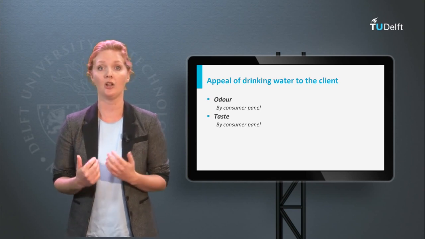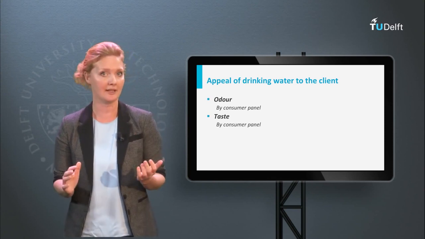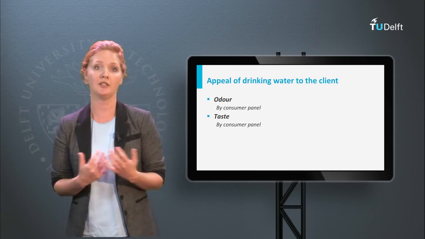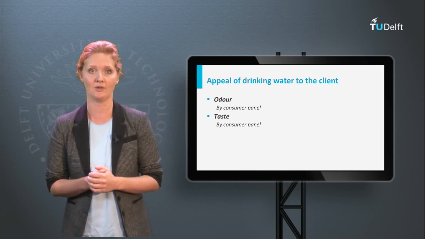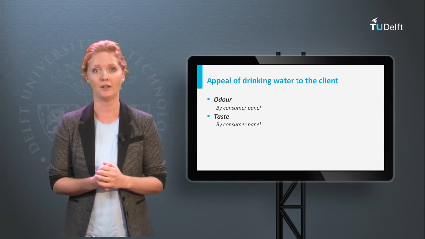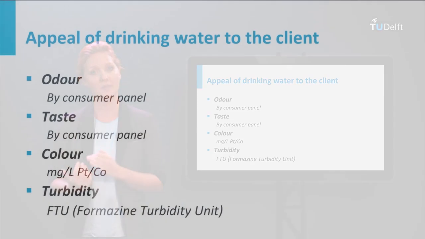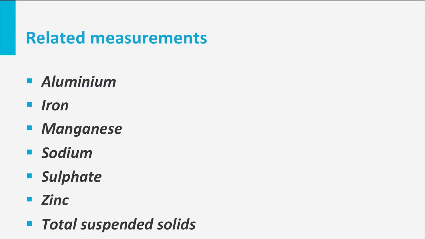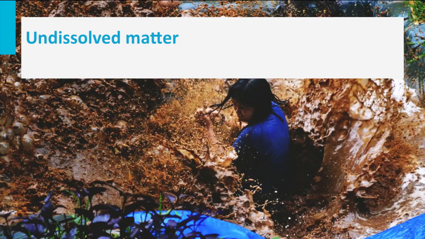Odor and taste are subjective parameters which cannot be detected by any device. The acceptable taste and odor of water are determined by using consumer panels, which determine whether they detect an unpleasant flavor or smell to the water. Color and turbidity can be measured in the water, as well as the constituents influencing the aesthetics of drinking water, such as iron and sulfate.